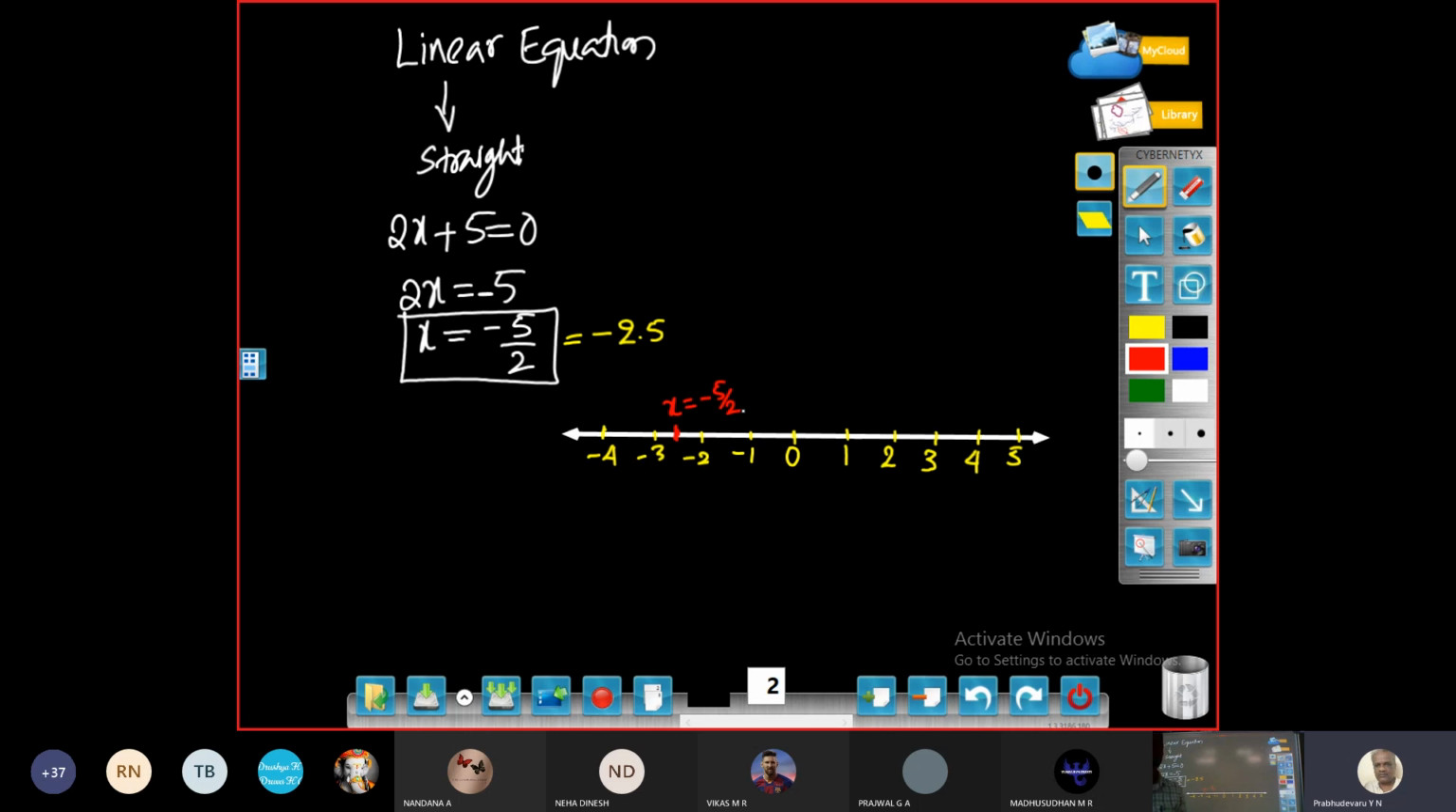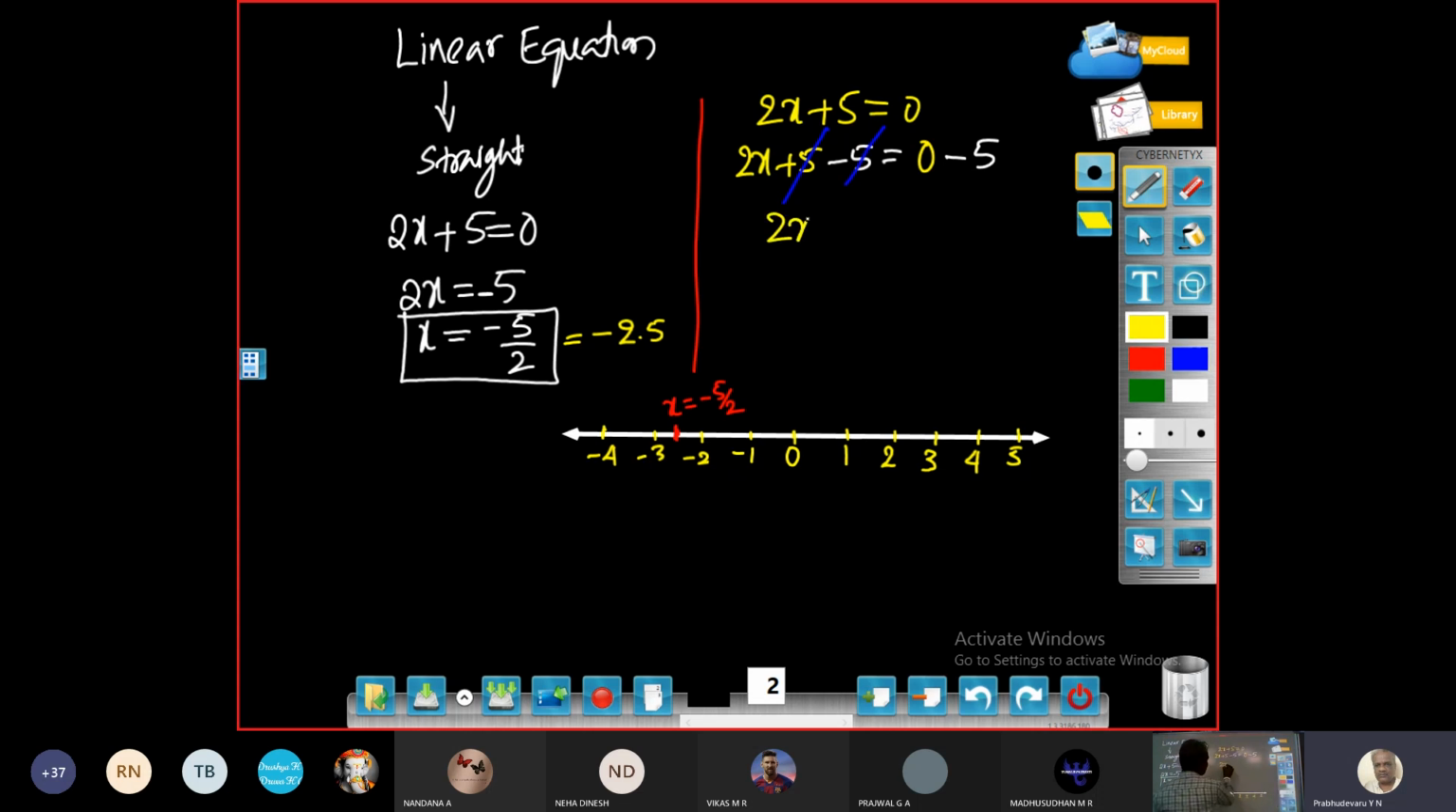When you are solving these equations, sometimes you may have to add numbers on both sides, left-hand side and right-hand side. Here, if I take 2x plus 5 is equal to 0, to solve we have some methods. Add minus 5 to both sides. So 2x plus 5 minus 5 is equal to 0 minus 5. We have added minus 5 to both sides. Then you can cancel the plus 5 and minus 5. So 2x will remain on this side and minus 5 on the other side.